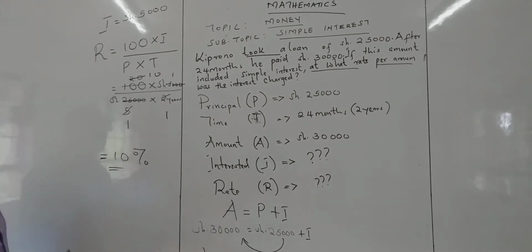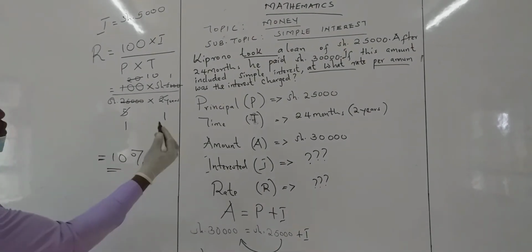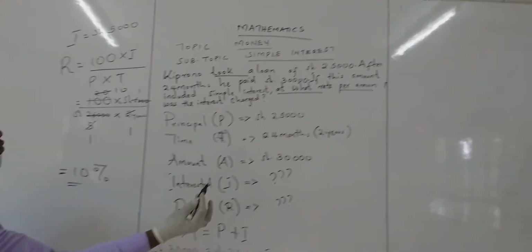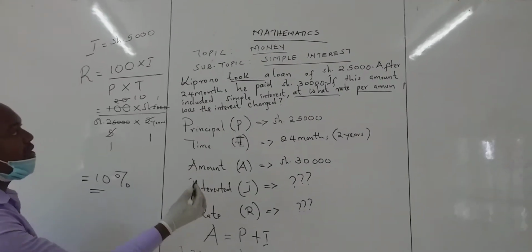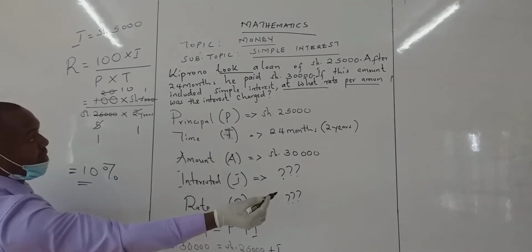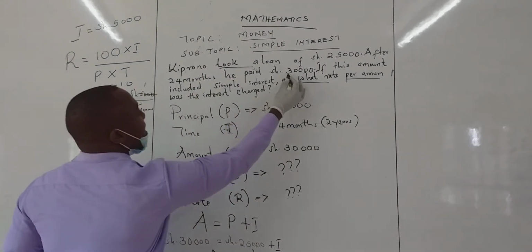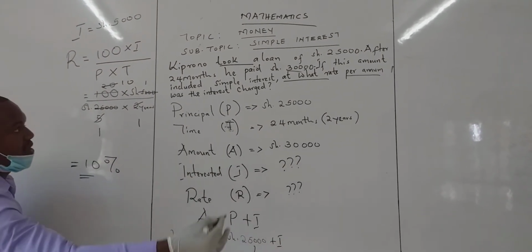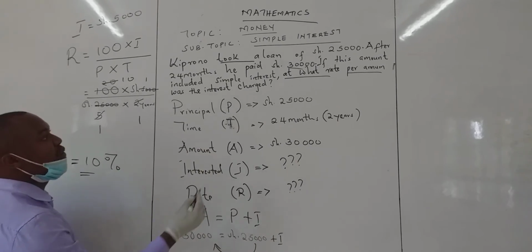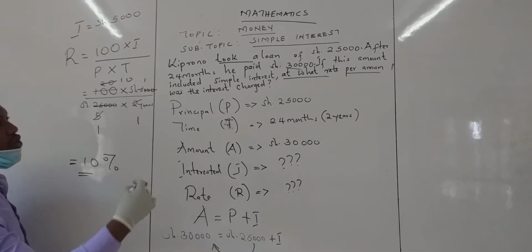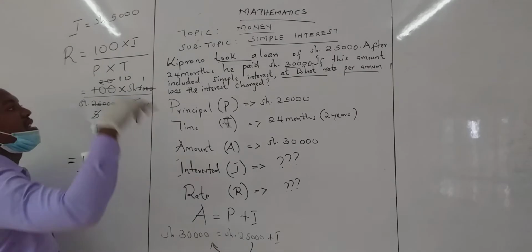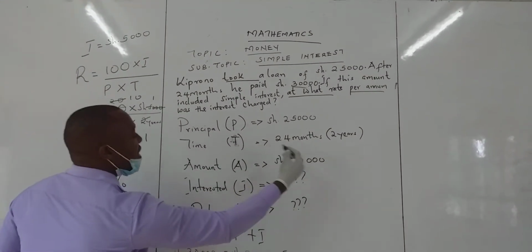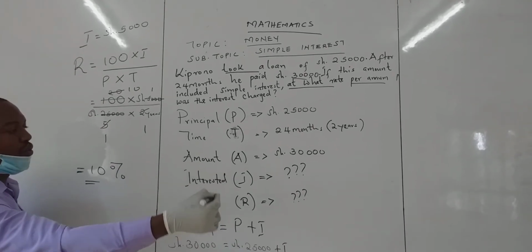Now, very fast, to summarize our question. Kiprono took a loan. It means he borrowed a loan from the bank. After 24 months, or say after 2 years, he paid the amount. This amount of 30,000 he paid at the end of the 2 years, meaning he gave out the 25,000, but we have something that was added on top. That was the simple interest.